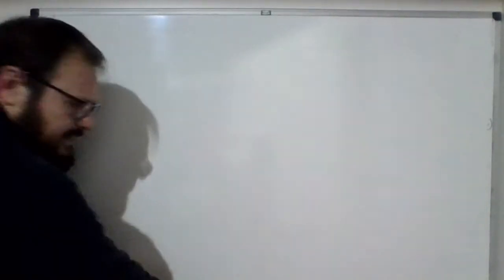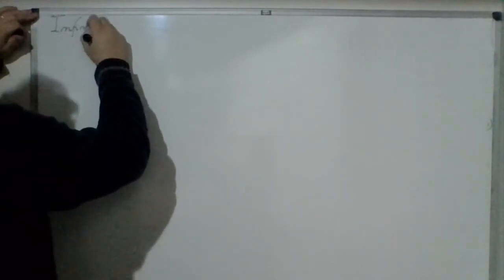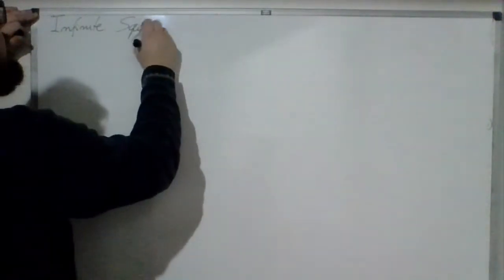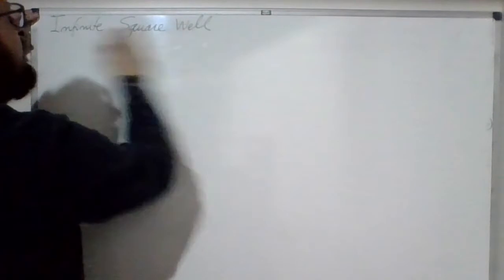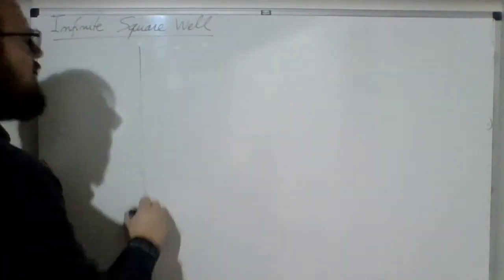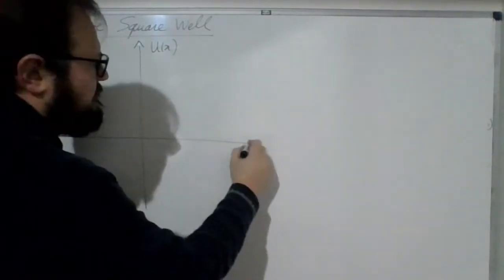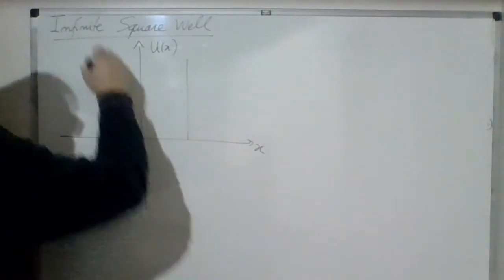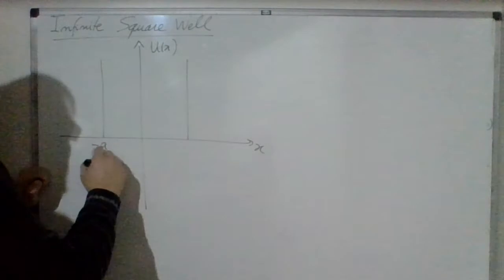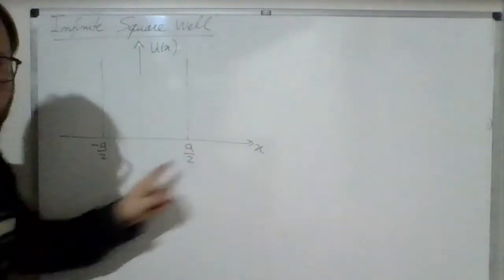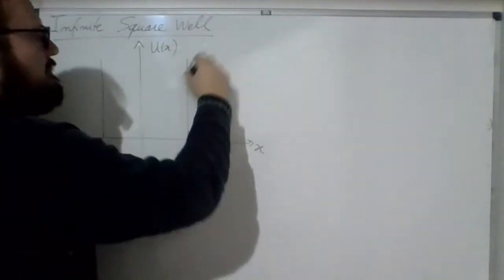But let's go back to our original problem, right? So the infinite square well, right? It's a quantum mechanical problem. We have this thing here. There are two perfect walls.